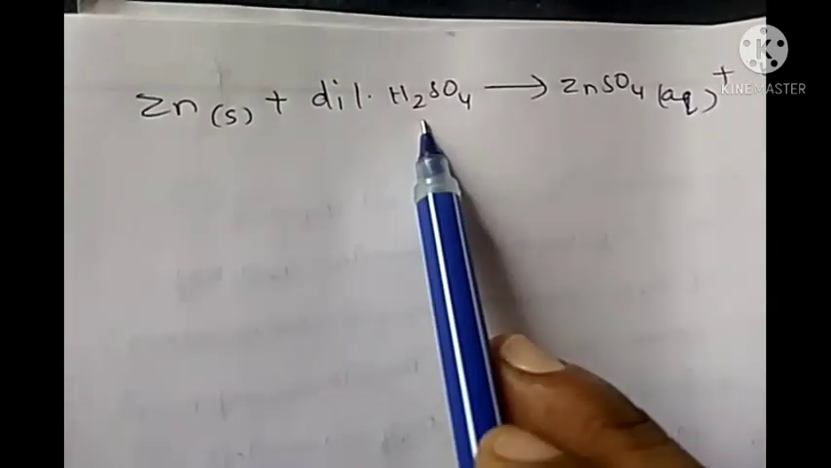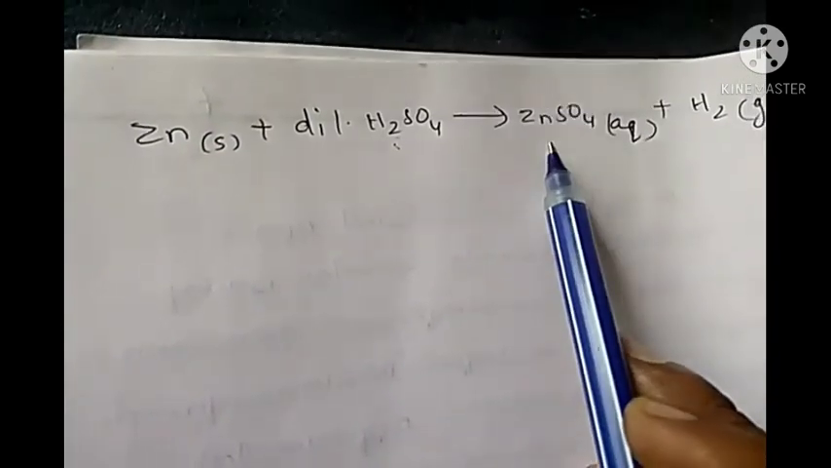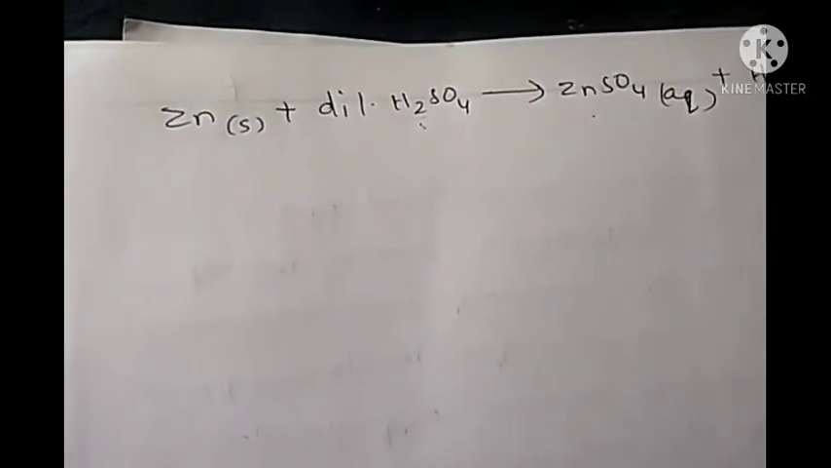So the equation we can write like this: Zn plus dilute H2SO4. This means we are using dilute H2SO4 in this reaction. We are getting zinc sulfate plus hydrogen gas. Okay, that is the second one. We can represent whether the acid is dilute or concentrated.